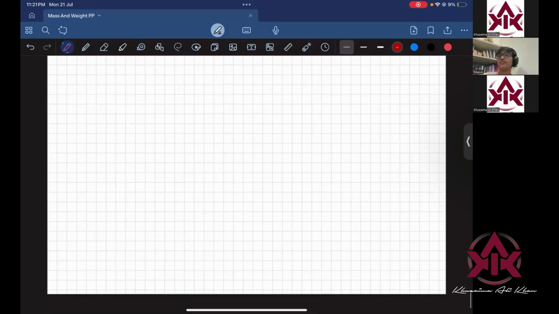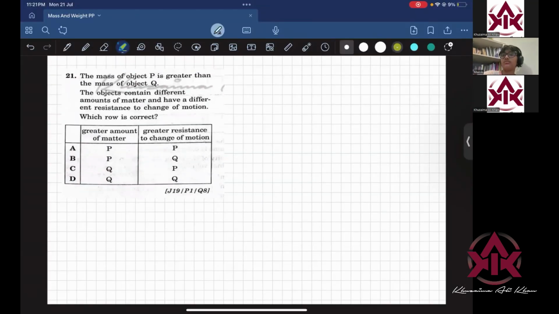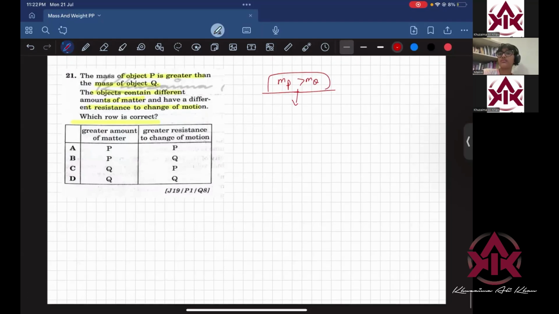So let's go on to question number 21. Let's see what question number 21 is saying to us. The mass of object P is greater than the mass of object Q. The objects contain different amounts of matter and have a different resistance to change of motion. Which row is correct according to the data given to us? What is given to us is that the mass of object P is greater than the mass of object Q. If you recall, the property of mass is inertia, and inertia is proportional to the amount of matter. So the greater the amount of matter, the greater will be the inertia.